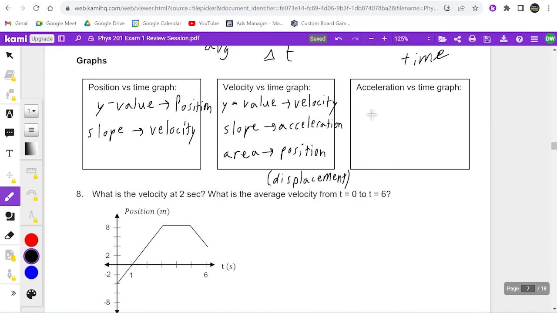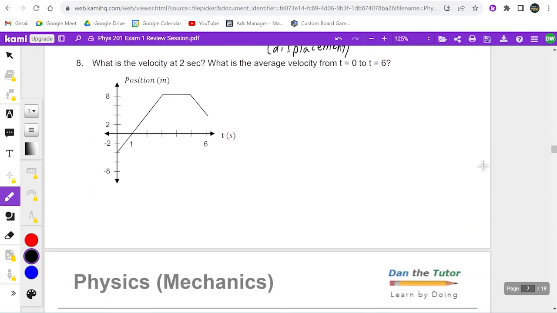And then finally, for the acceleration graph, there's only two things you look at. One is the y value, and of course that's the acceleration. And you'd never look at the slope for the acceleration. There's nothing higher than acceleration. But you can find the area, and that would be the change in velocity. Not just the velocity, the change in velocity. Any questions? Okay, then in that case, we have some graph questions coming up right now.